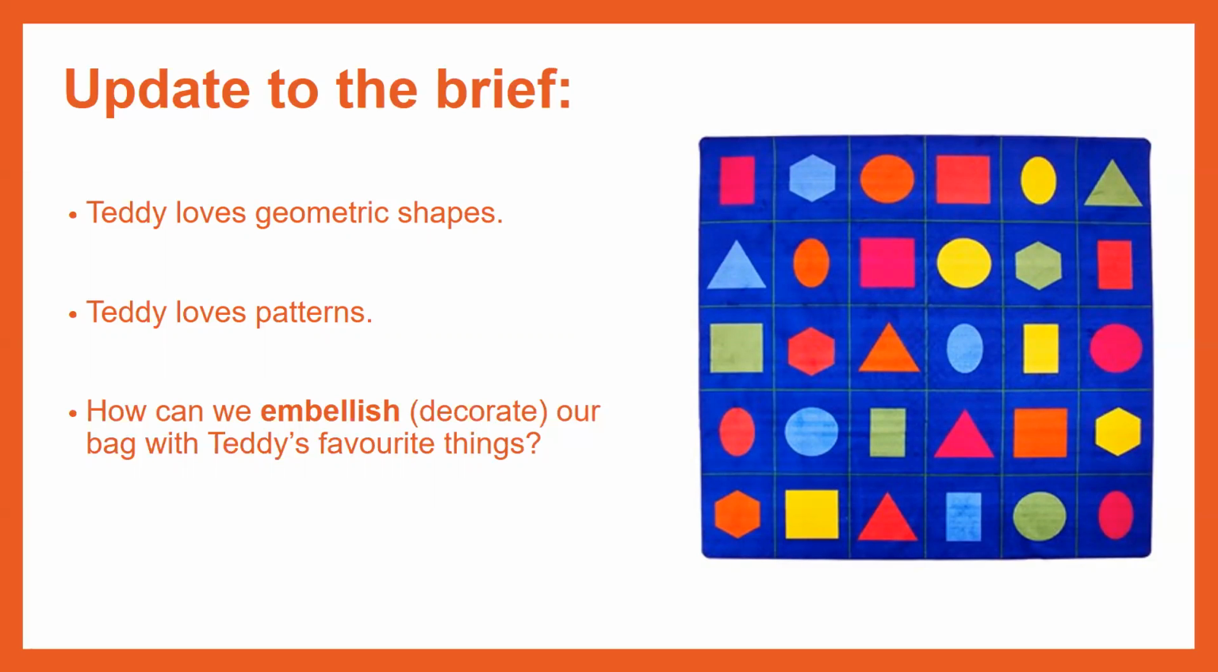Now also, Teddy himself loves patterns, so how can we, and we're going to do my turn, your turn, embellish, which means decorate, our bag with Teddy's favourite things, because we need to think about the person we're making the bag for. We're not going to put a design on a bag that we like, that Teddy might not, so we need to think, how can we include some patterns and maybe even in the style of geometric shapes into our bag? What will that look like?